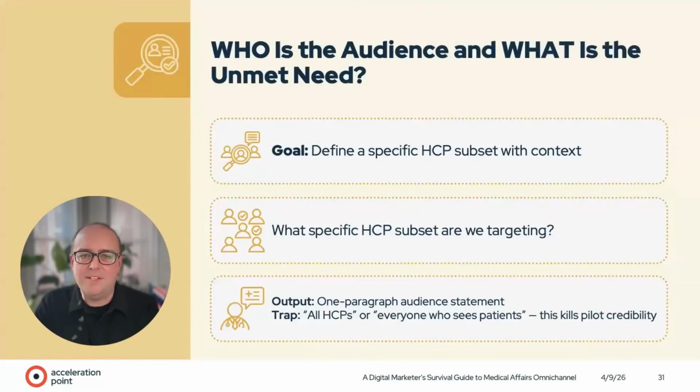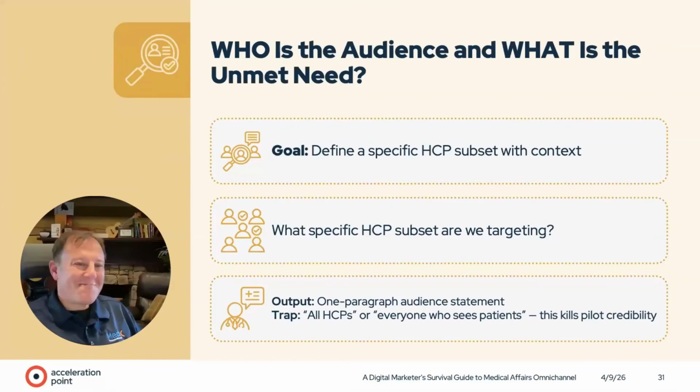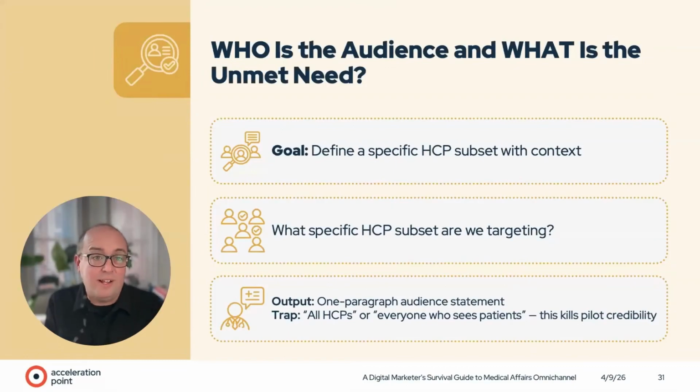The first question is very basic, and a lot of people, especially coming from the commercial side, or if you're a digital marketer, might find this a bit of review. But who is the audience, and what is the unmet need? We have to define the specific HCP subset with context. What specific subset are we targeting is one of the big things here. The output is this audience statement. And the trap here, I will say, is it can't be just all HCPs. You need a paragraph that everyone can align on. So again, who is the audience? What is the unmet need? That's the first step in our intake.